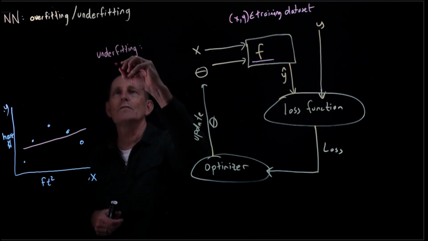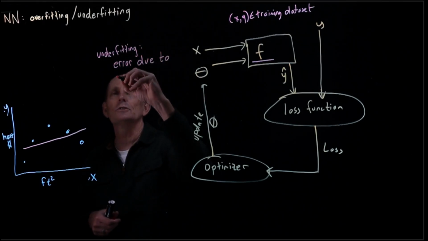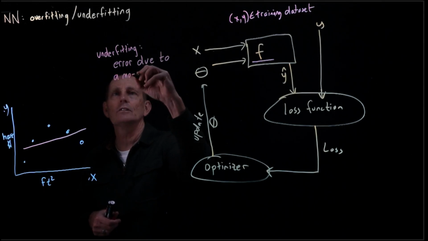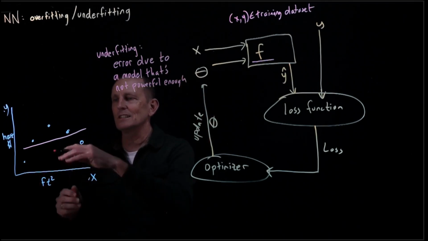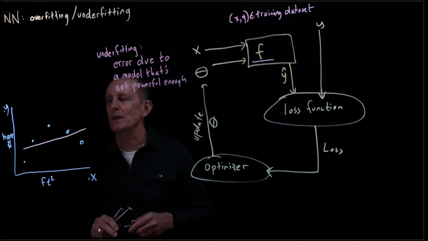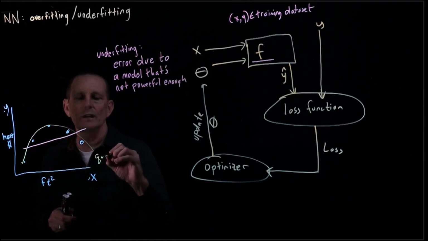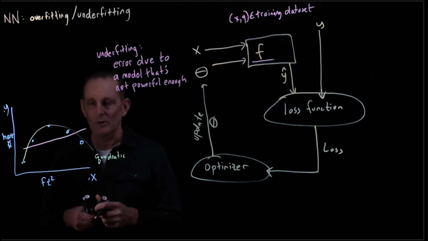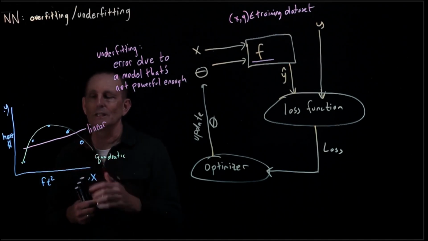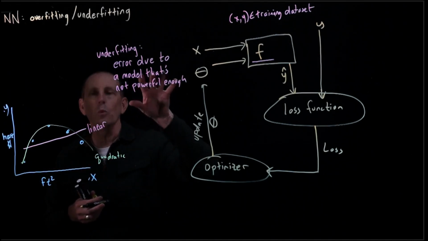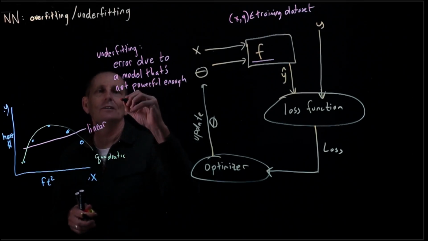is where we have error due to a model that's not powerful enough. In this example, what we're saying is a linear model doesn't have enough power to capture the data here. A better model might be something like a quadratic. So here we have a quadratic. And we can see with the quadratic, we'll have very low error, while the linear model has high error, right? The quadratic may even go exactly through those points. So underfitting means we have this error due to a model that's not powerful enough. And the solution is a more powerful model.